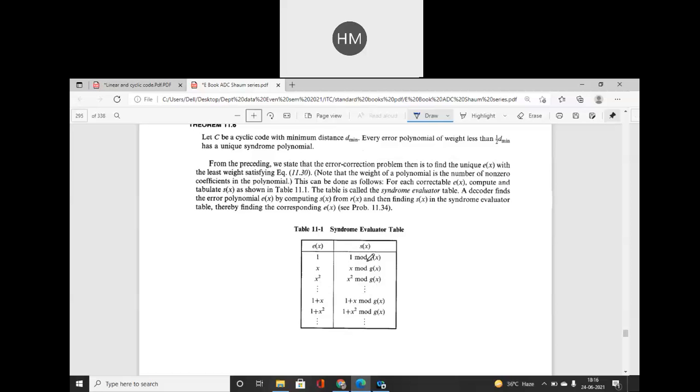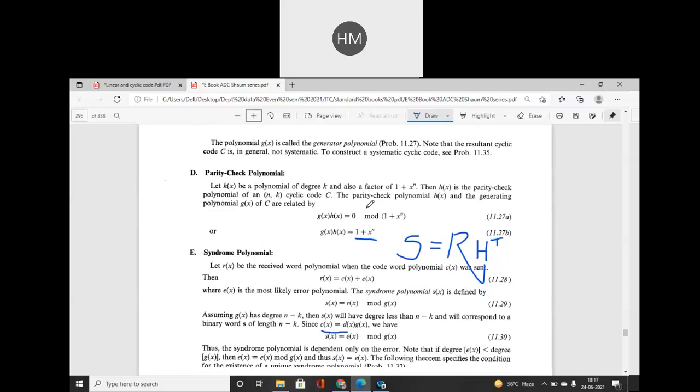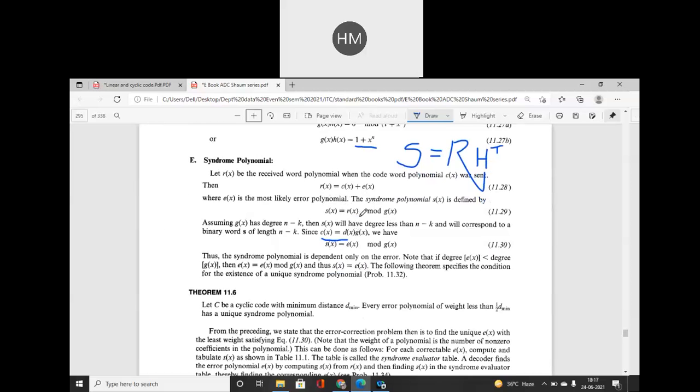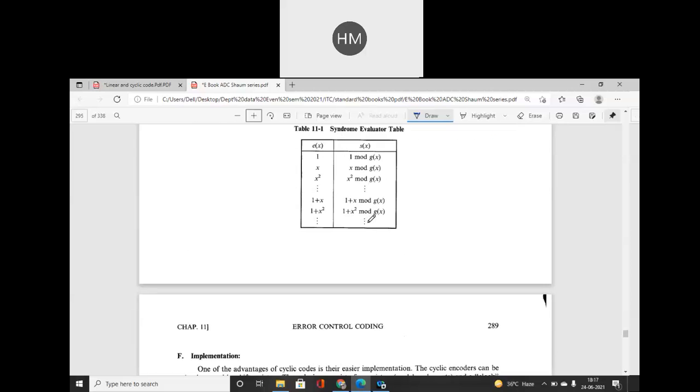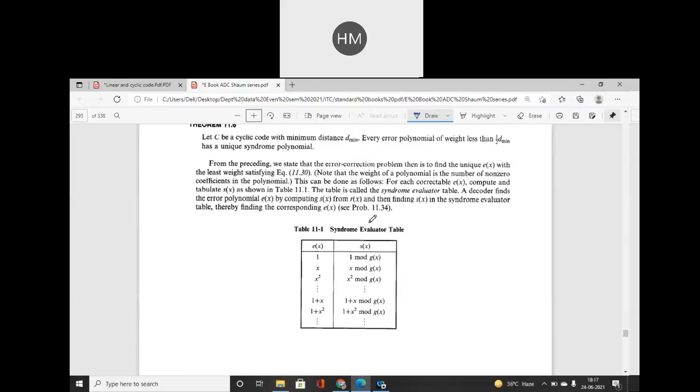A decoder finds the error polynomial by computing S(x) from R(x). ये है फॉर्मूला, S(x) is equal to R(x) mod G(x). इससे हम फाइंड कर लेंगे, ठीक है. Then finding S(x) in the syndrome evaluator table, thereby finding the corresponding error.